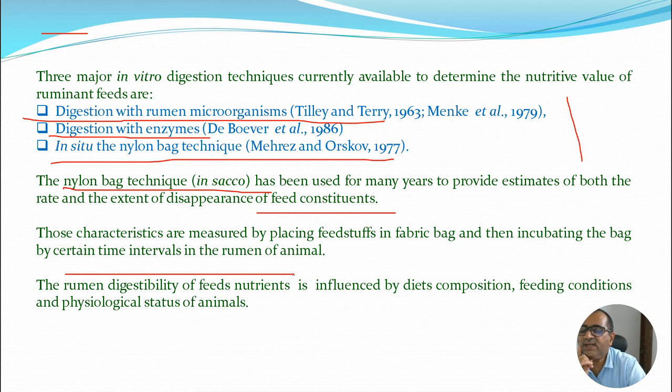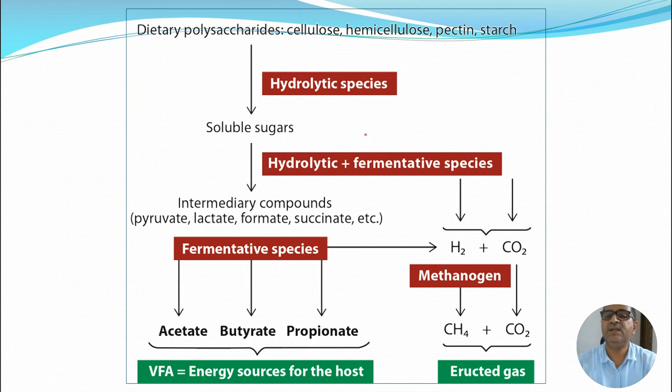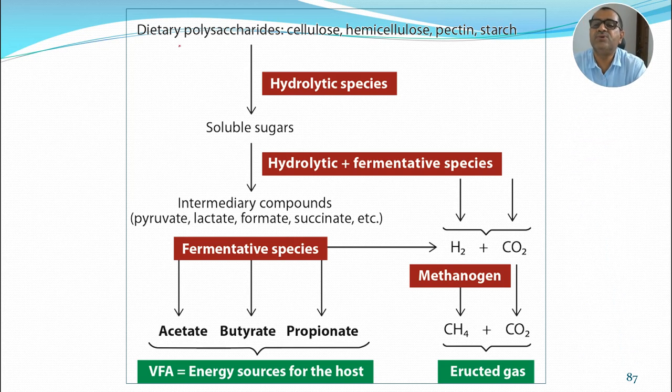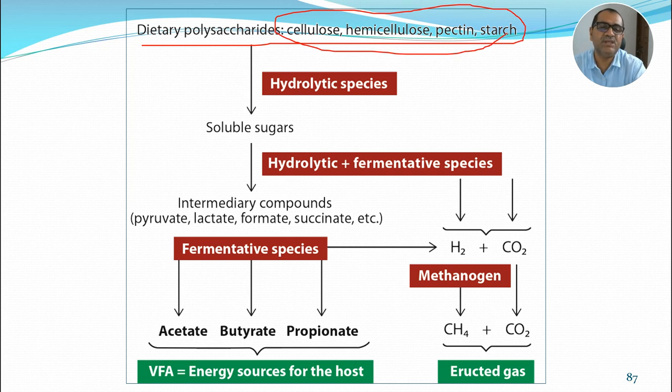These characteristics are measured by placing feedstuffs in a fabric bag and then incubating the bag for a certain time interval in the rumen of the animal. The rumen digestibility of feed is influenced by different components of the feed, and also by the digestive process and physiological status of the animal. Here you can see the digestion of polysaccharides, cellulose, especially hemicellulose, pectin, and starch. These cannot be digested by monogastric animals.